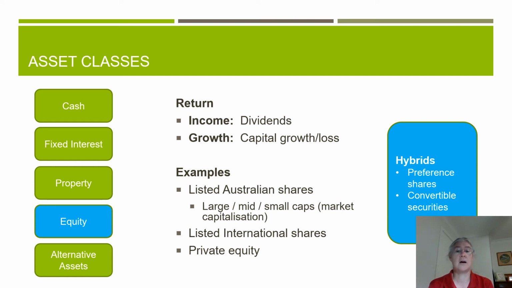Then we have returns made up of dividends. So that will give us income if the business is making a profit and is sharing that. That will give us income of dividends. And hopefully there'll be a growth if the share price increases. But of course, there may also be a loss if the share price goes down. Then there are hybrids, so preference shares and convertible securities.